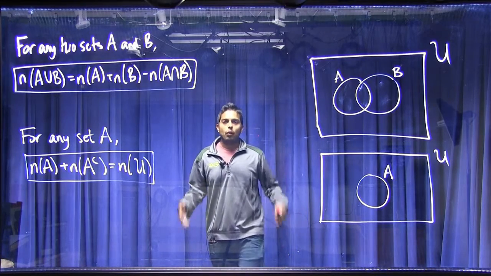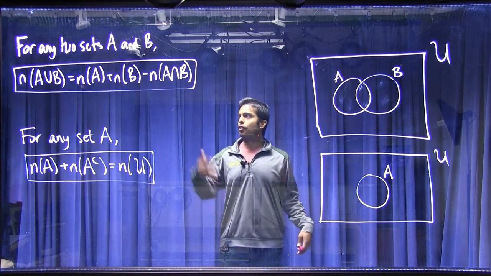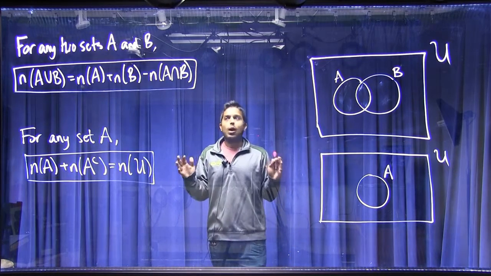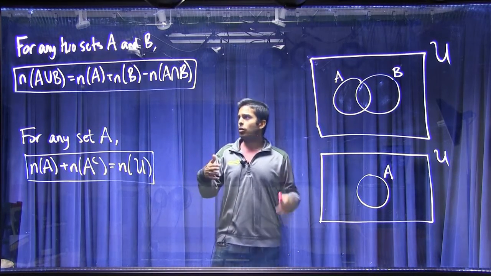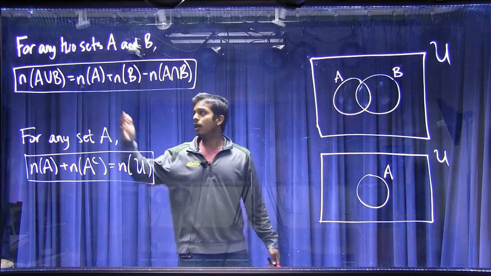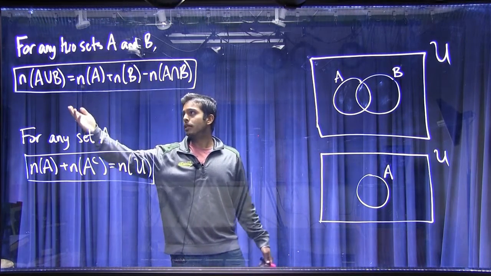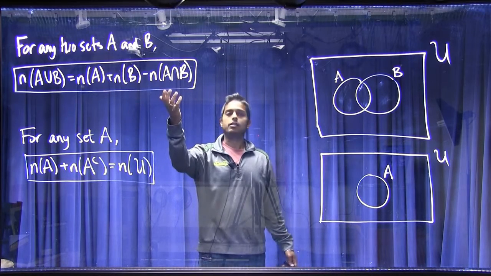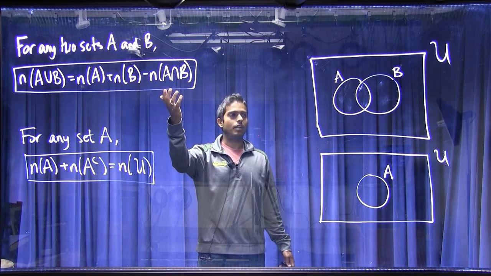In the last video, we ended with a formula for the number of elements in the union of two sets, and I want to explain why that's true. The statement was that for any two sets A and B, the number of elements in A union B is equal to the number of elements in A plus the number of elements in B minus the number of elements in the intersection of A and B.